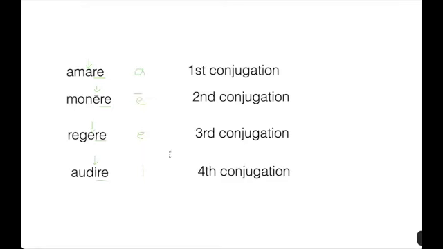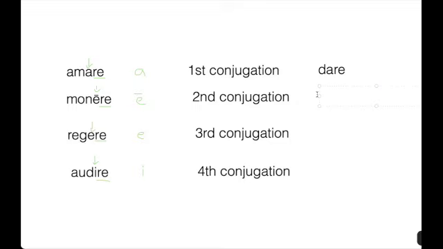Okay, let's look at a few more examples. So another example of a first conjugation verb would be the word dare. So again, we can see that there is an A in front of the RE, or we can also say that the infinitive ends in ARE.